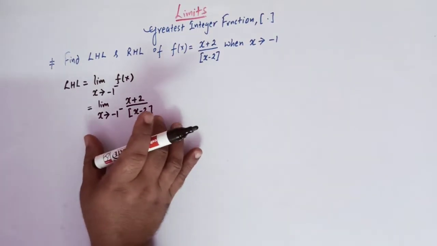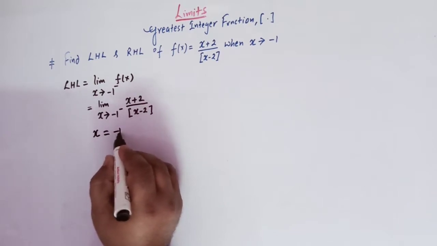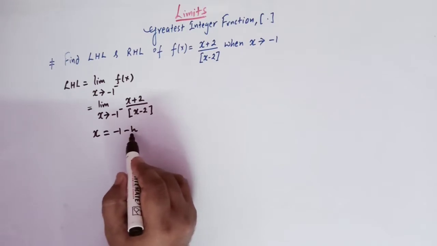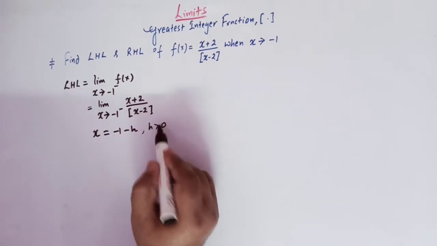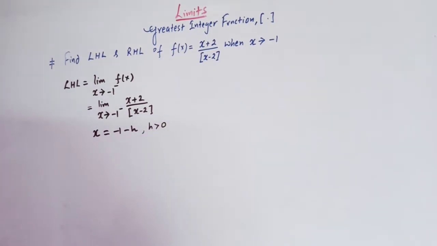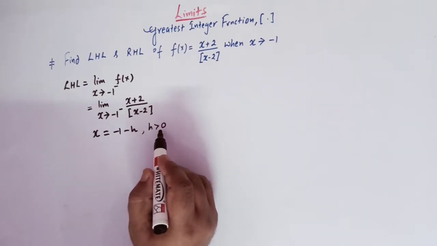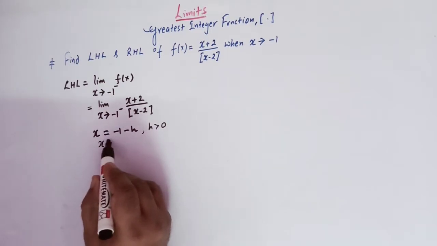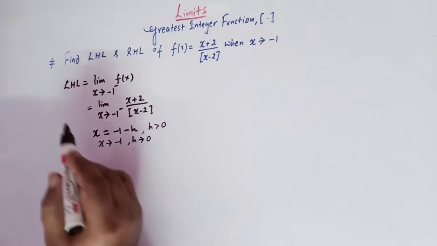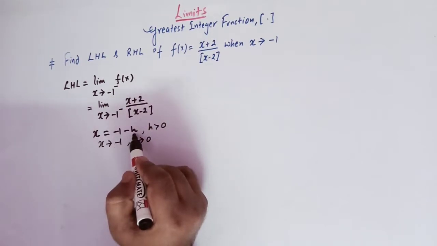Now what we will do, we'll take x is equal to minus 1 minus h. So we'll introduce the quantity h, and h is greater than 0. H greater than 0 implies that h is a very small quantity, but it is always greater than 0 but less than 1. So when x tends to minus 1, obviously h tends to 0. Now replacing here x by minus 1 minus h.